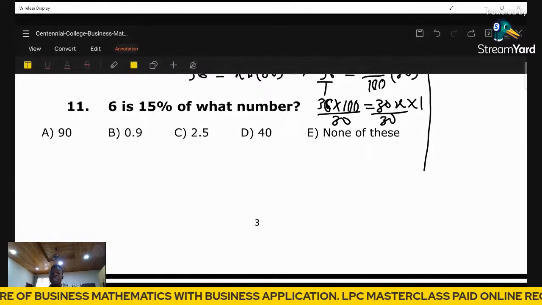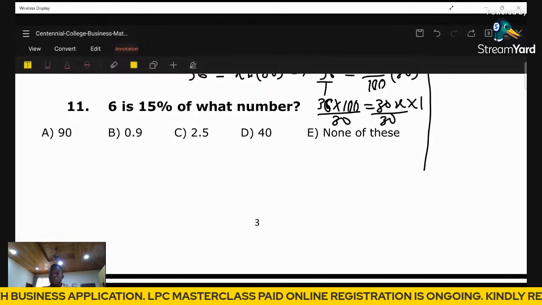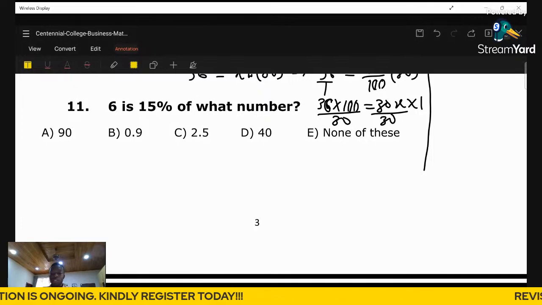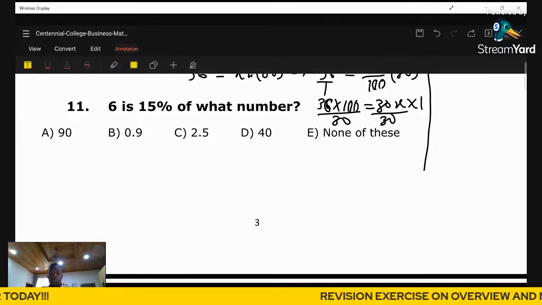So these are actually the basics of mathematics that we're going to learn to apply in business related situations. Once you get these basics right, it becomes so easy for us to move on in that line. So let's take note of that. Let's move on to question number 11.